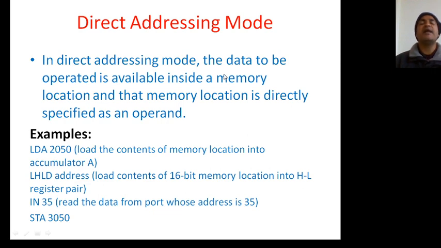Next, direct addressing mode. In direct addressing mode, the data to be operated on is available inside a memory location and that memory location is directly specified in the operand. LDA 2050 means load the contents of memory location 2050 into the accumulator. Data is available in memory 2050 and it is transferred into A. Similarly, LHLD 2050 means the contents of 2050 come into L and the contents of 2051 come into H. IN 35 is again direct addressing: the contents of 8-bit address 35 are transferred into A. STA 3050: the contents of A are transferred into memory location 3050, which is a direct memory location specified in the instruction.